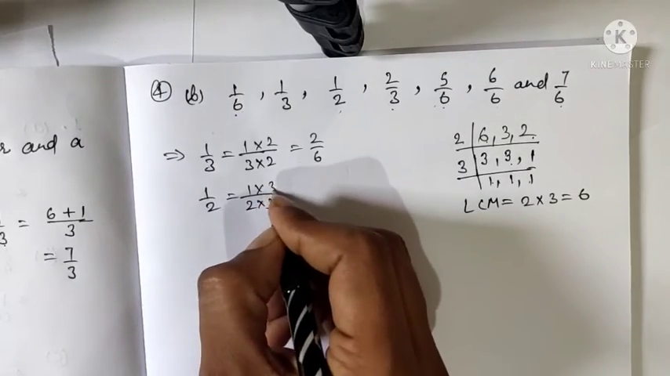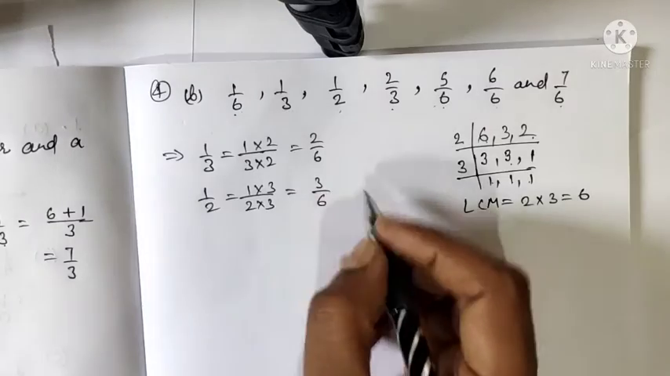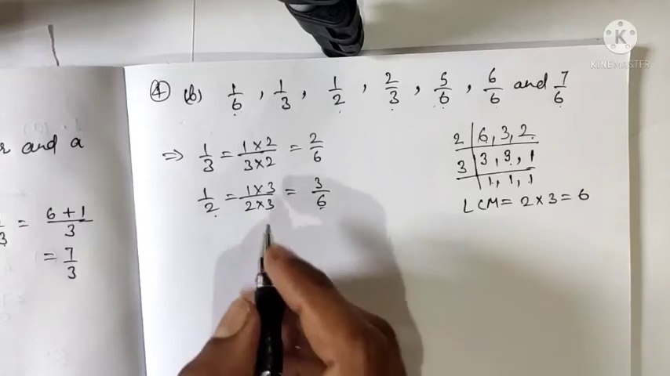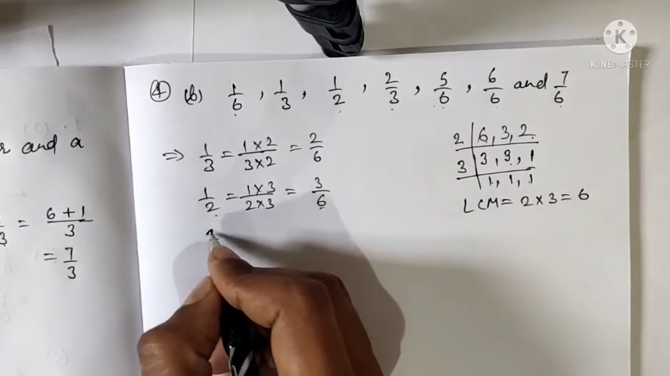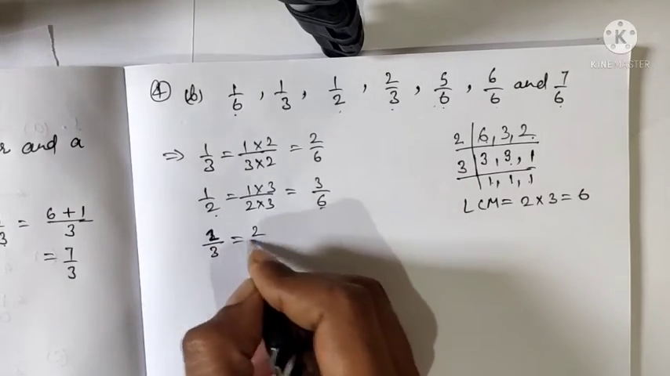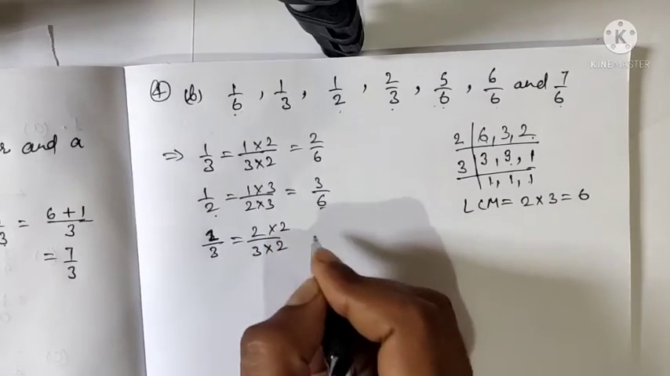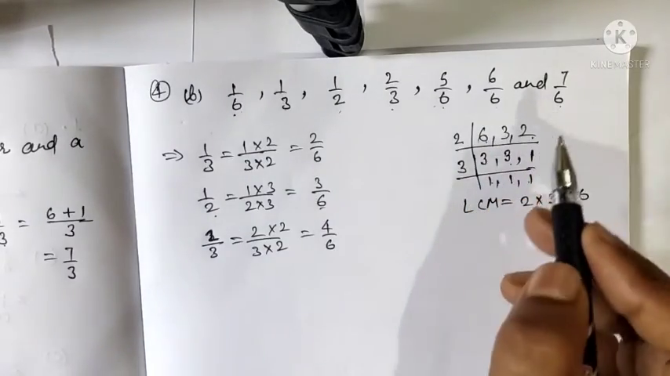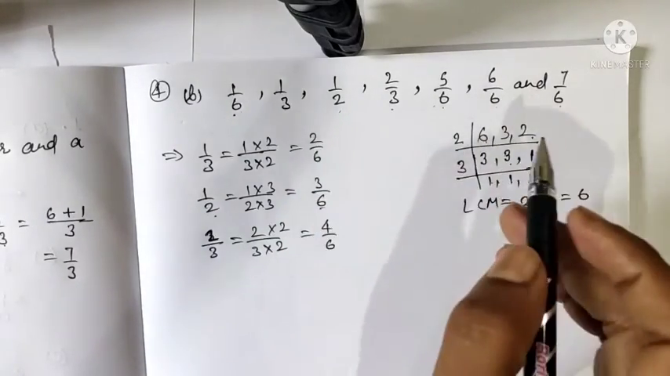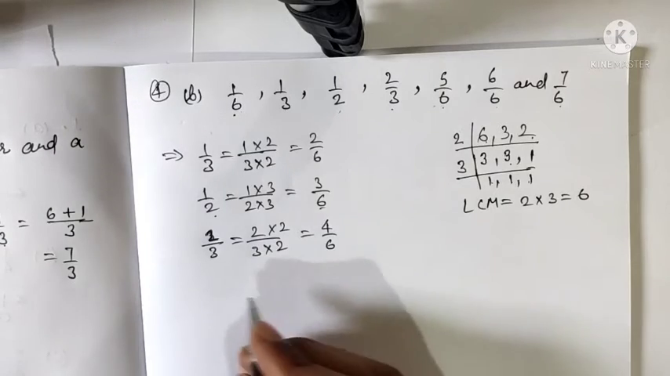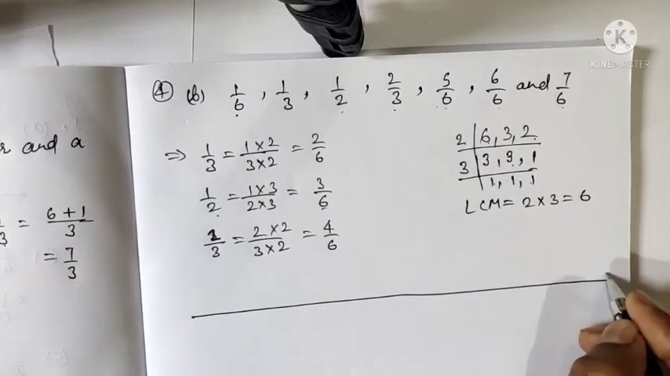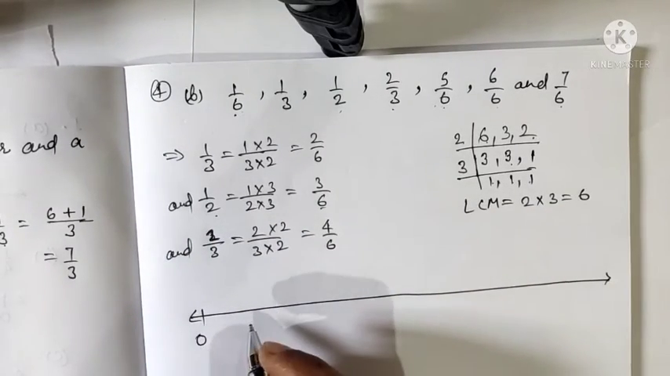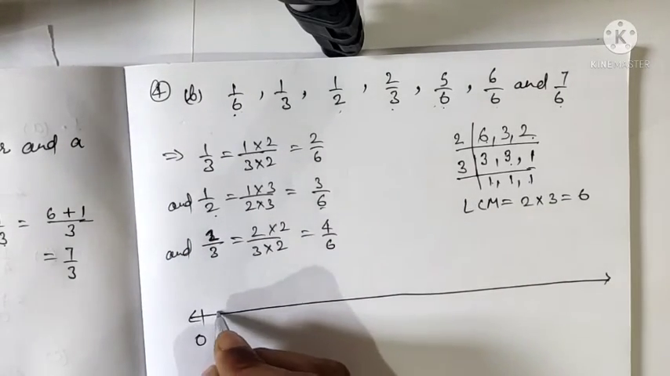Here I am just converting the denominators to 6 to match them, and 2 by 3 is equal to 2 into 2 divided by 3 into 2, equal to 4 by 6. Okay. Now 1 by 6, 5 by 6, 6 by 6, and 7 by 6 all have 6 as denominator, so there is no need to convert them. And to represent all of these, just draw a number line and mark 0. Now 6 is in the denominator, so we are going to draw 6 equal line segments.